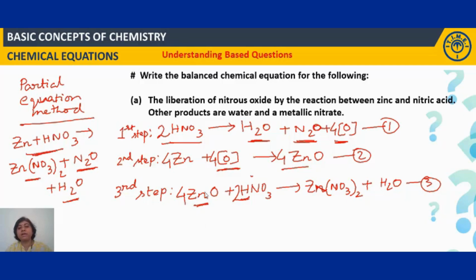So that means I am multiplying the third reaction by 4. Okay. So here I am writing 4. So 4 ZnO will react with how many nitric acid molecules? 1 ZnO reacts with 2 nitric acid. So 4 ZnO will react with 8 nitric acid molecules.